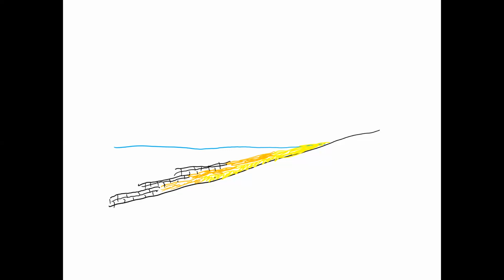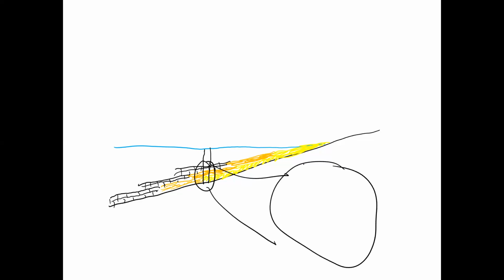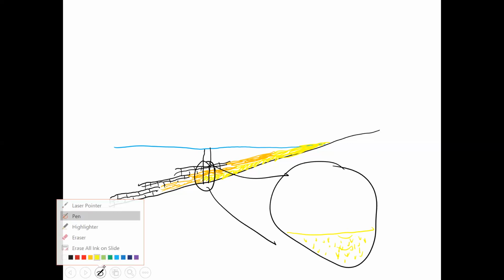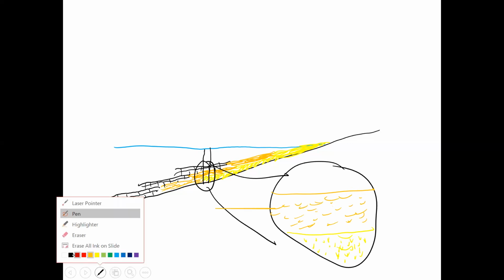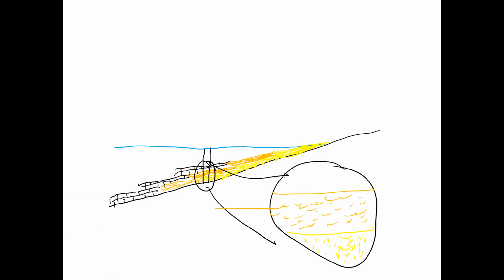Now, if you go out here and look at the layering of sedimentary rock, say right here, and as we look at this, we would see layers: sandstone on the bottom with mud on top and the calcareous ooze above that.